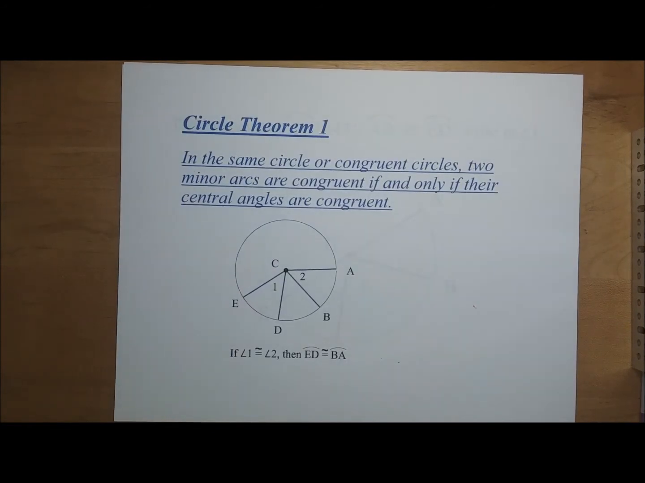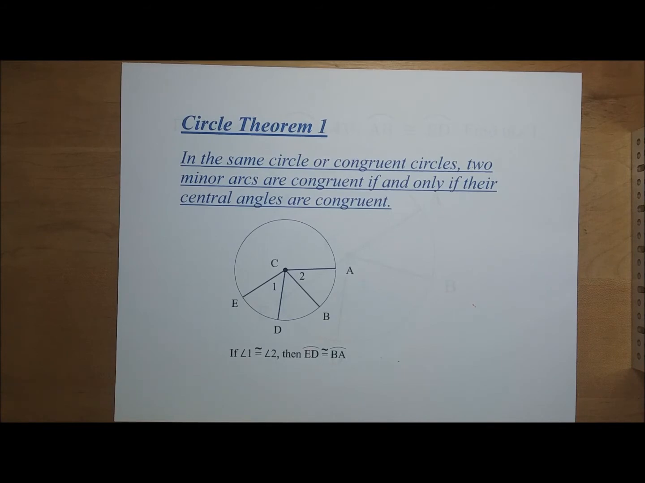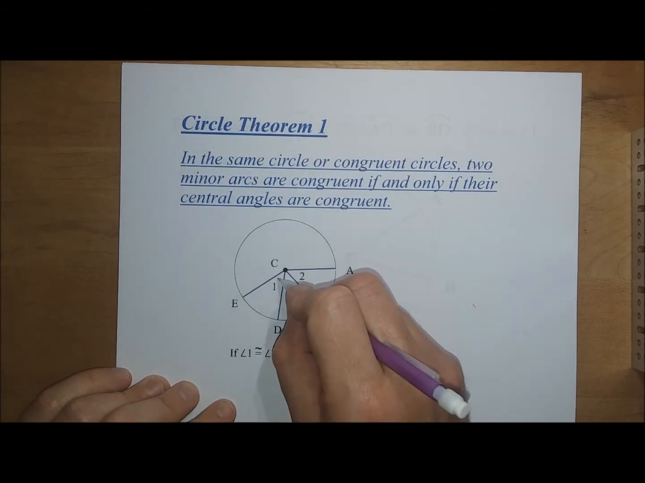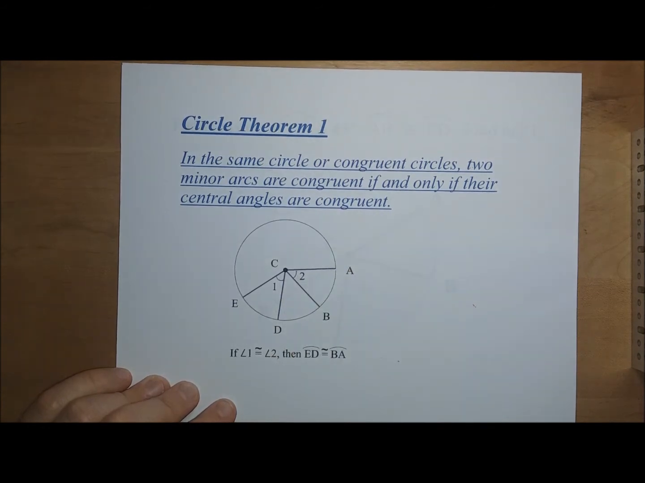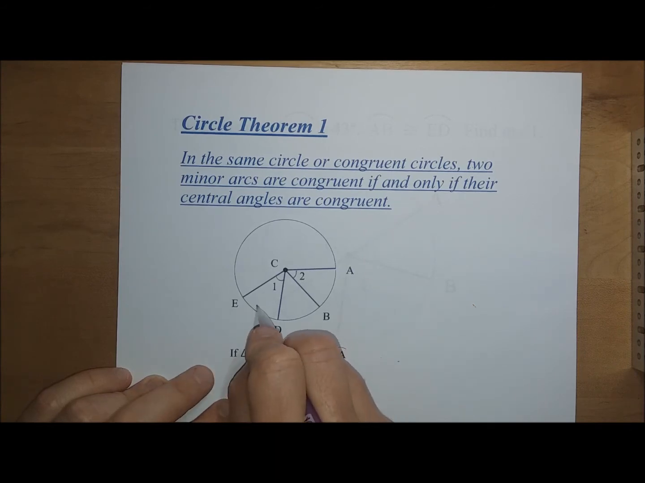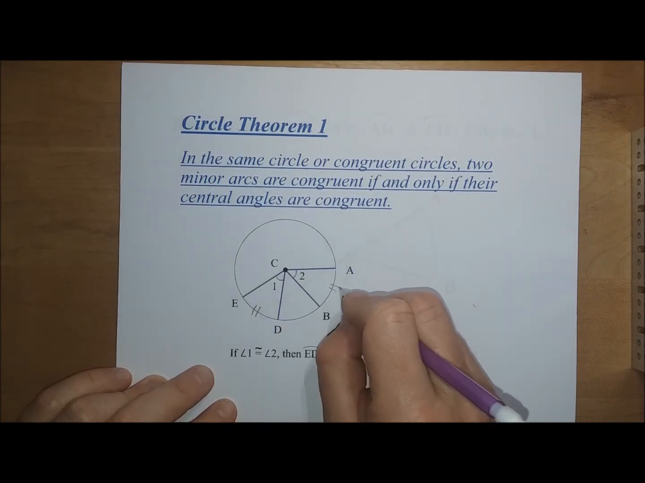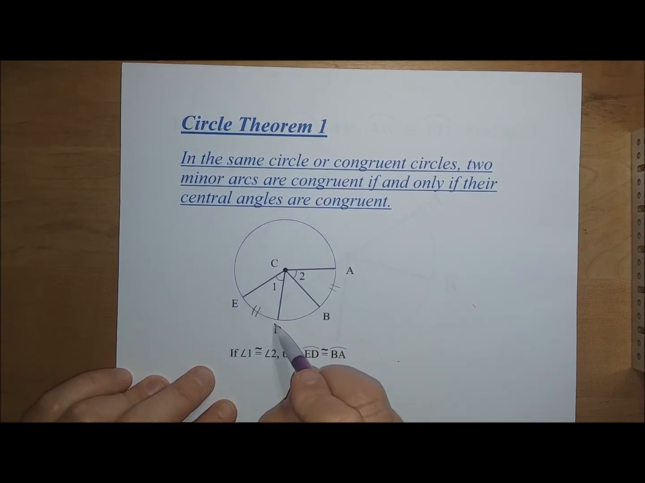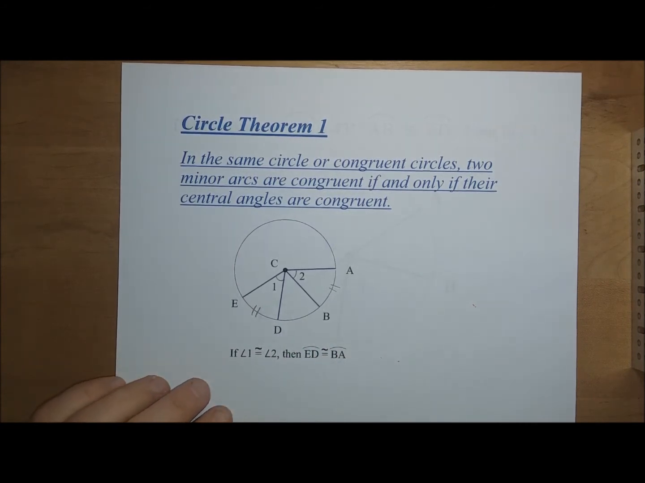Okay, that brings us to our first circle theorem of the unit, circle theorem 1. And this says that in the same circle or in congruent circles, two minor arcs are congruent if and only if their central angles are congruent. So if we take this example here, we've got this circle C, and we've got these central angles 1 and 2, and these angles intercept these arcs ED and BA. And what this is saying is that these two arcs are going to be congruent if and only if their central angles are congruent. So if angle 1 is congruent to angle 2, then I could say that arc ED must be congruent to arc BA. And that's how you would mark congruent arcs, just like we mark congruent line segments. Give them two hashes to indicate that these two arcs are congruent.